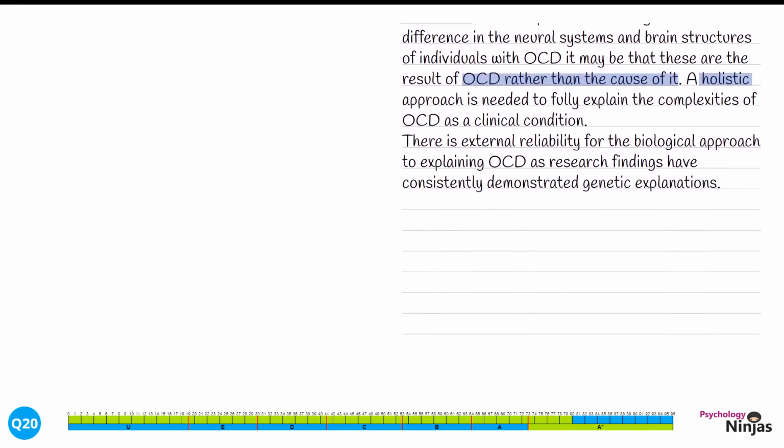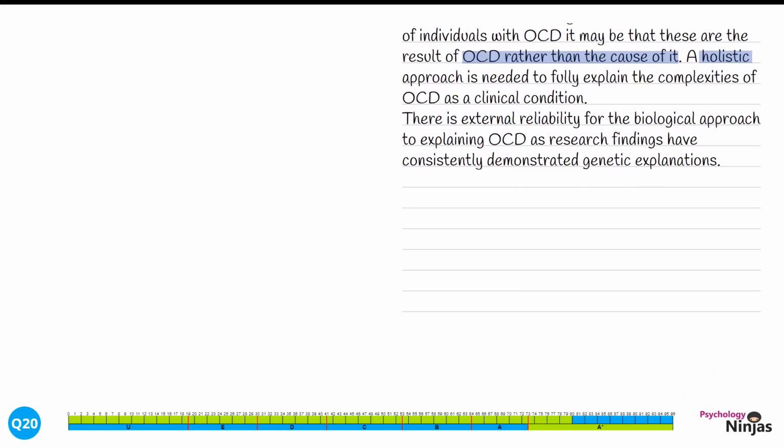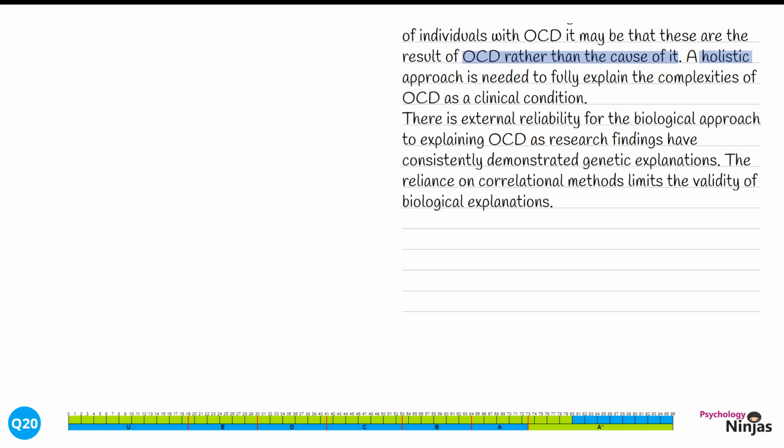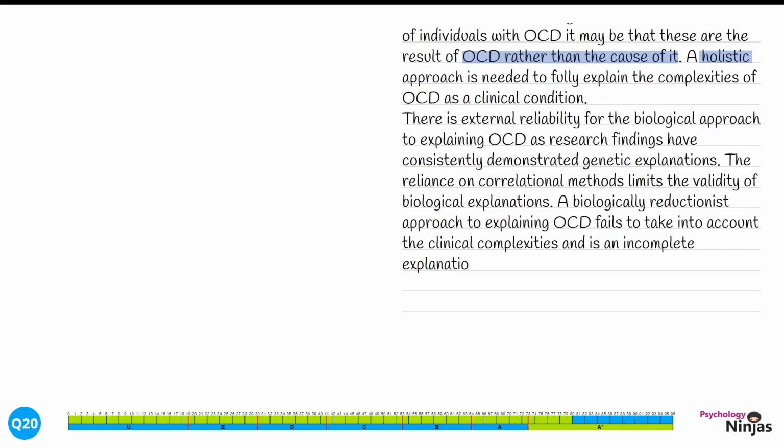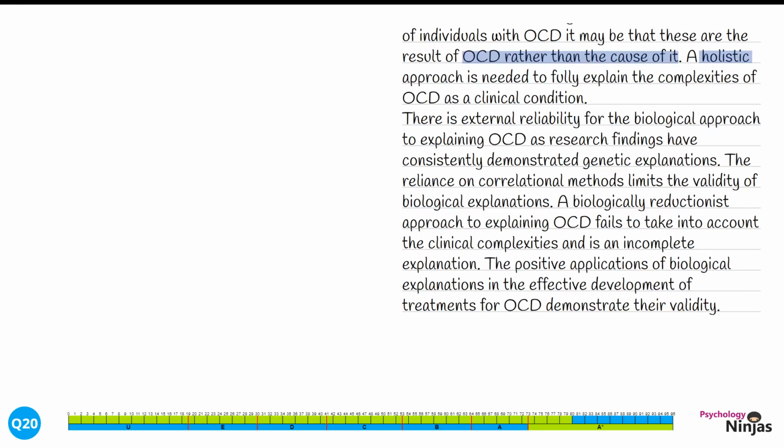There is external reliability for the biological approach to explaining OCD, as research findings have consistently demonstrated genetic explanations. The reliance on correlational methods limits the validity of biological explanations. A biologically reductionist approach to explaining OCD fails to take into account the clinical complexities and is an incomplete explanation. And finally, the positive applications of the biological explanations in effective development of treatments for OCD demonstrate their validity.